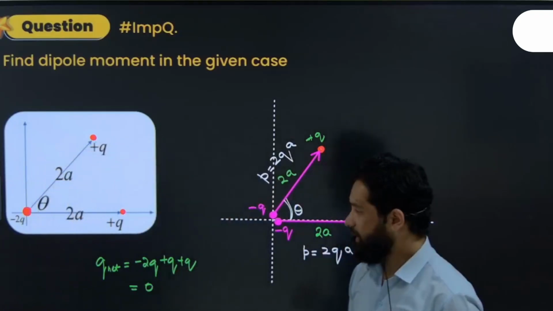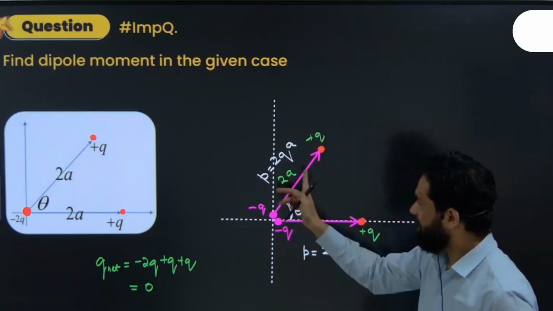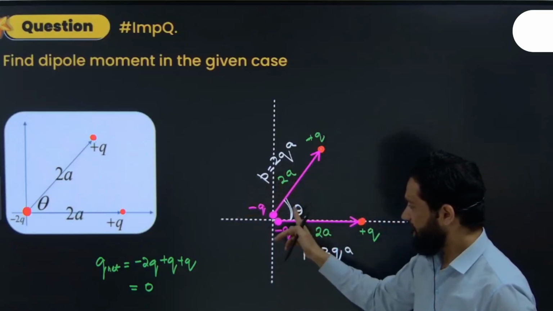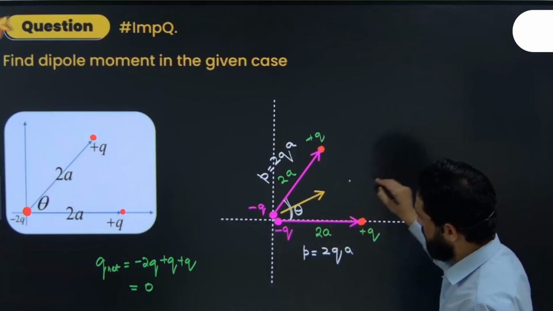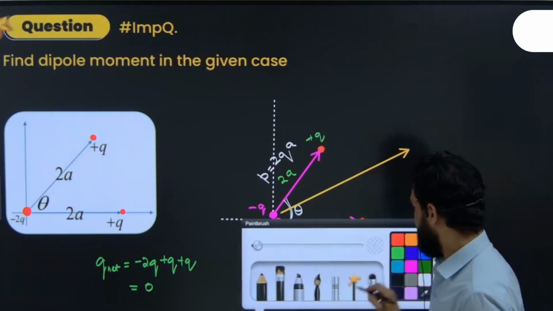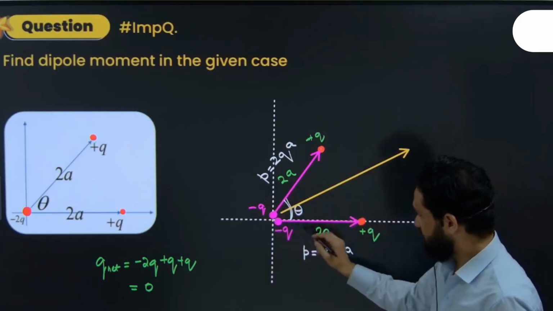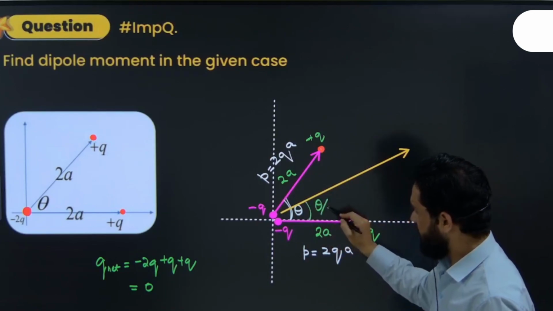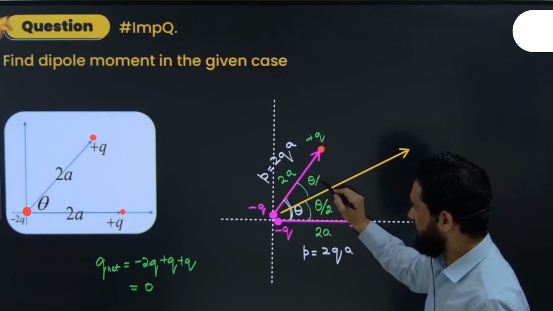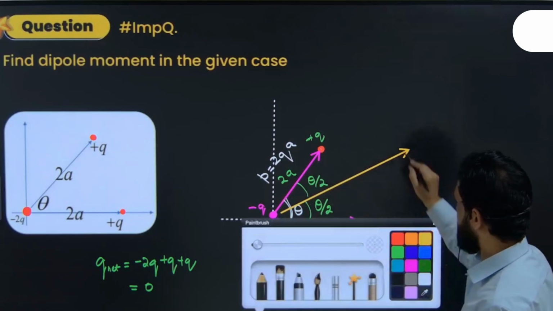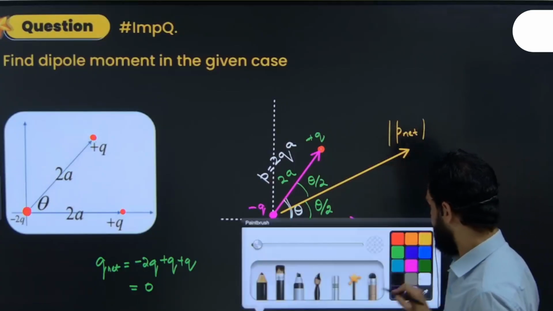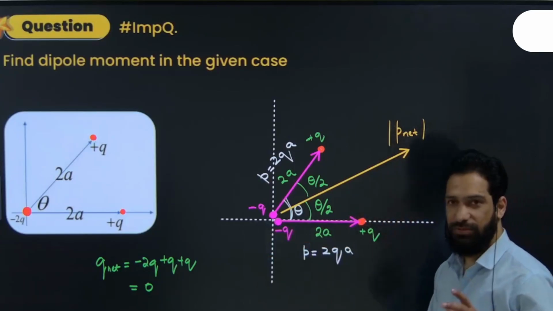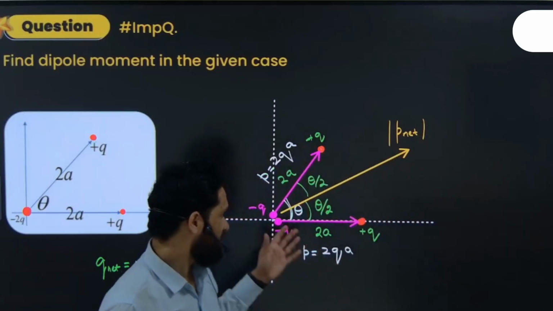Now if we have two vectors, let this be p and let this be p, at angle theta, where is their resultant? Their resultant is always at their angle bisector whenever we have two vectors. If this is theta, it will be aligned here at theta by 2, and this is our net dipole. And how much is the magnitude of this net dipole? You must know the sum of two vectors when they are inclined at some angle theta.